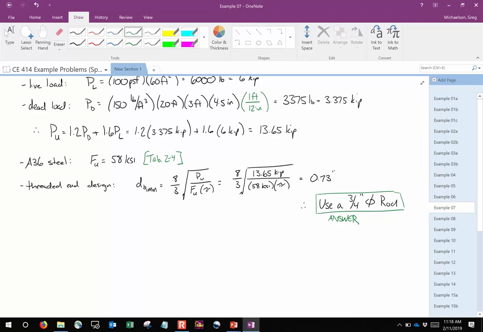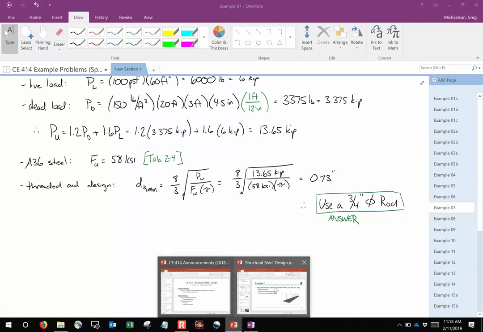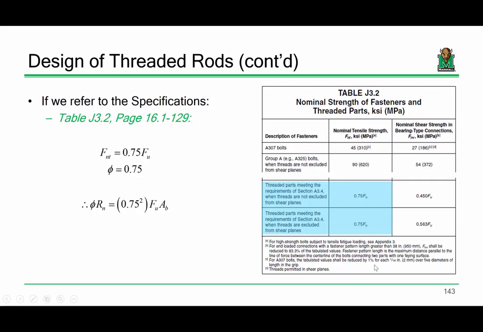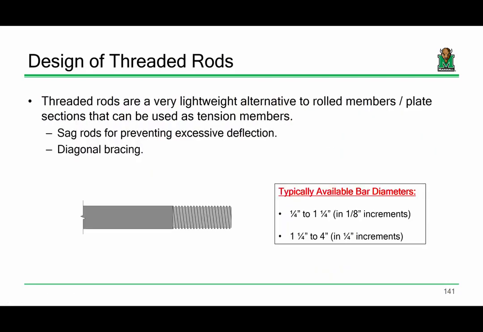All right, any questions? One thing to keep in mind, let me go back here. Right here, typically available bar diameters. Whenever you get a value, you're going to round up to the nearest increment, because obviously you don't want to round down. If you round down, you'd be using a rod that's smaller than what you actually need. That would be bad, okay? So you're always going to round up.